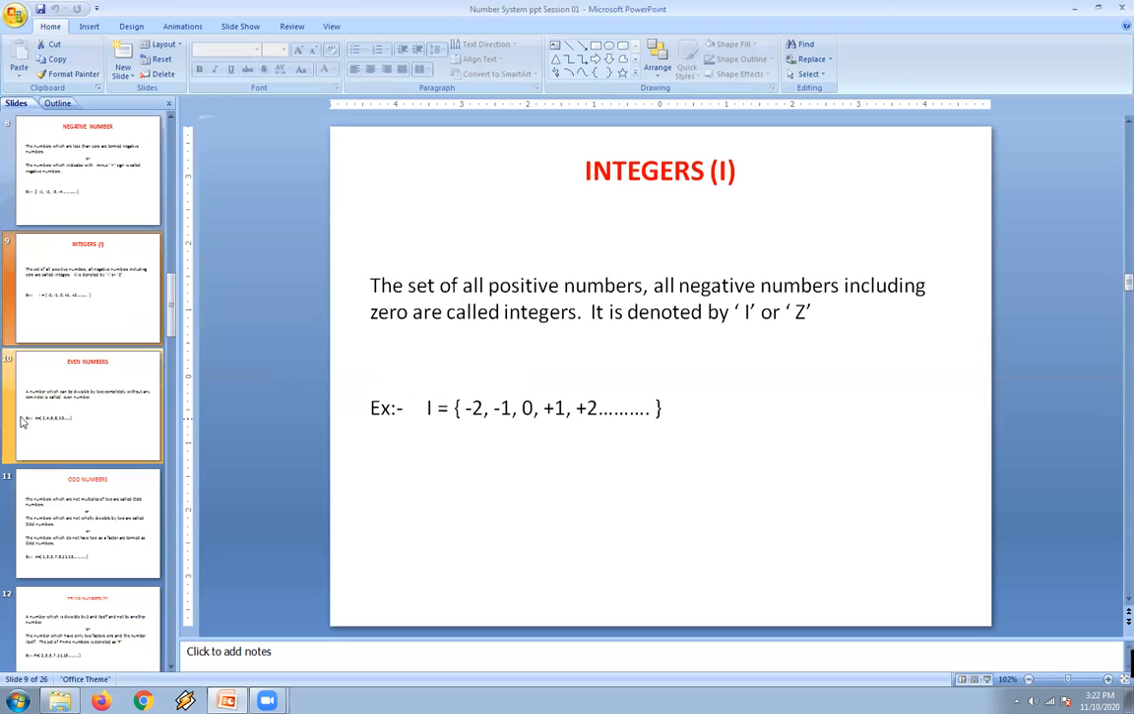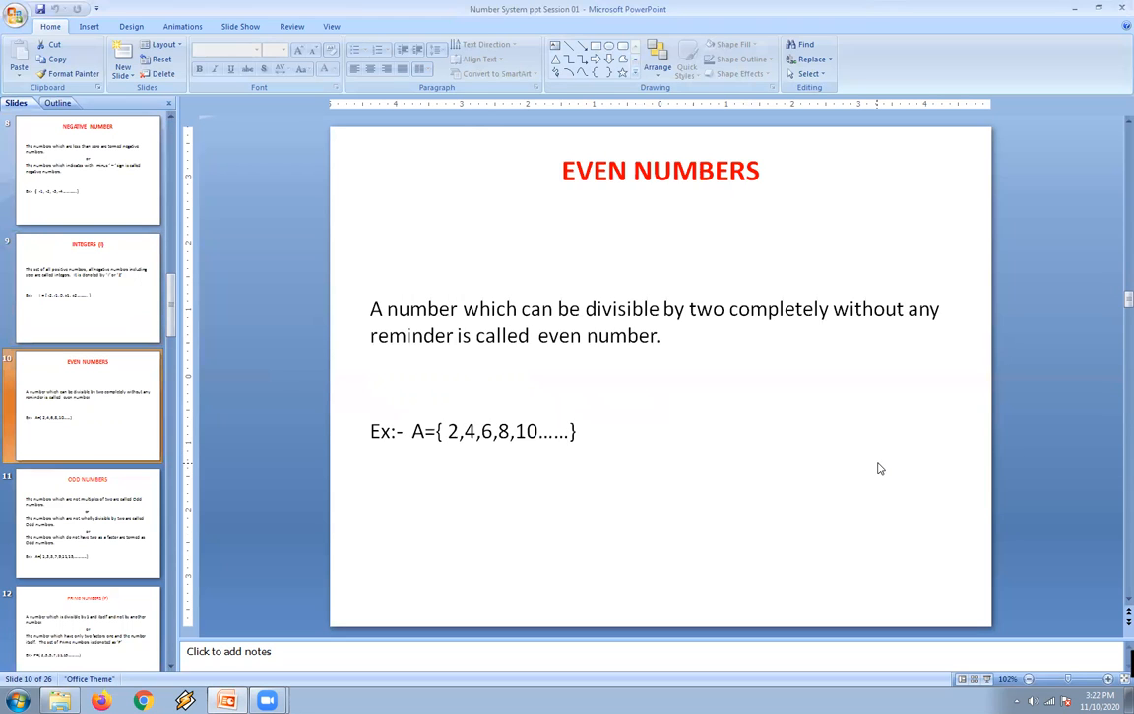The next type is the even number. Even numbers are those numbers which can be divided by 2 completely without any remainder.